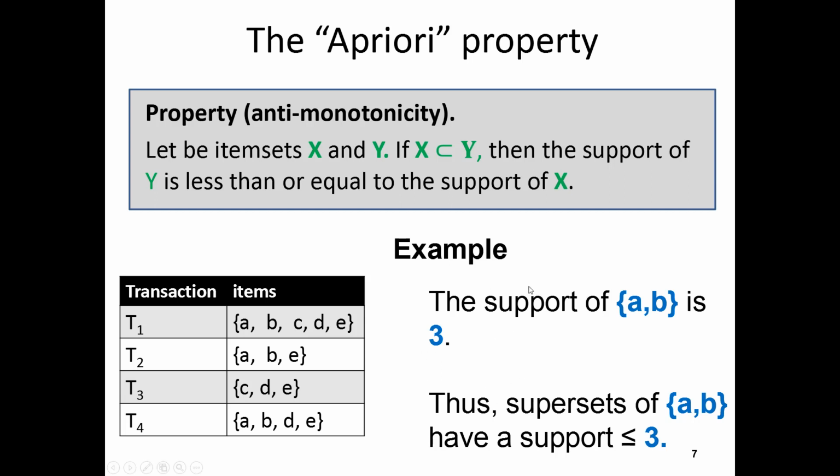It's very powerful to reduce the search. So for example, if we set the minimum support to 2, and we find that ABC appears maybe only once, we know that all the supersets of ABC cannot appear more than once, and we don't need to look at all of them, so the algorithm will be faster.